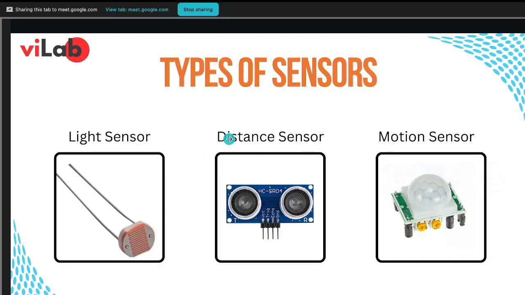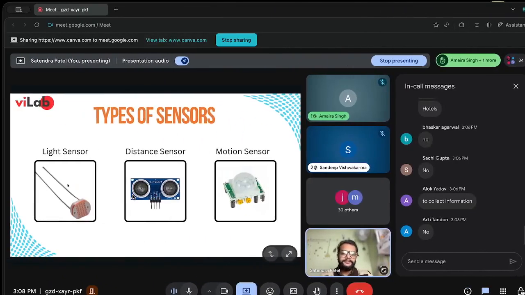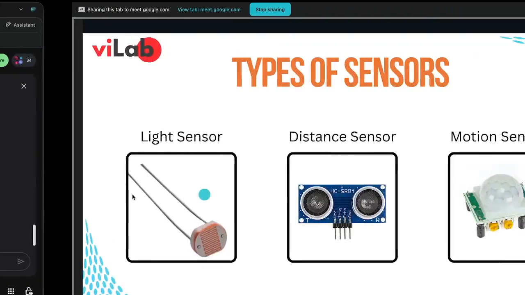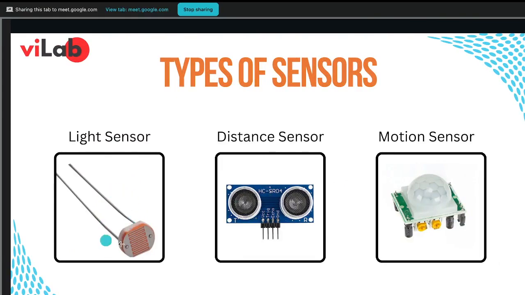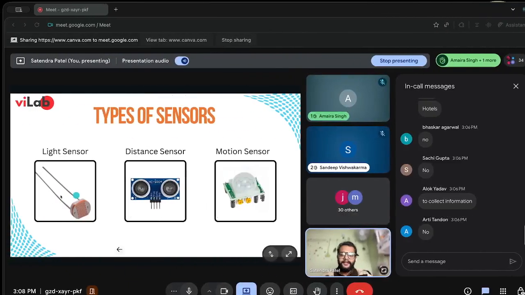Now, moving ahead, these are very few types of sensors we have over here. The first is a light sensor, which is a very known sensor. It's an LDR sensor, which is your light dependent resistor. And you know, this is a very interesting sensor. Right now, what happens is it detects how much brightness is in our atmosphere.